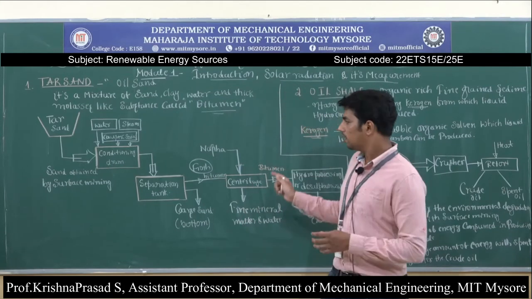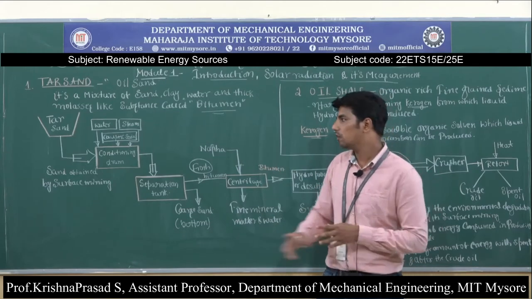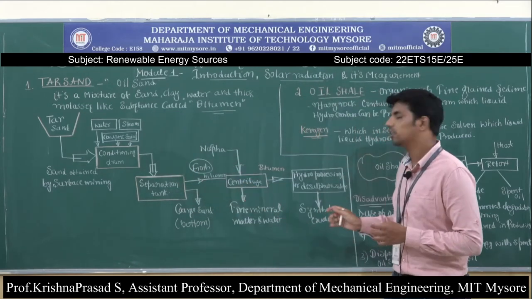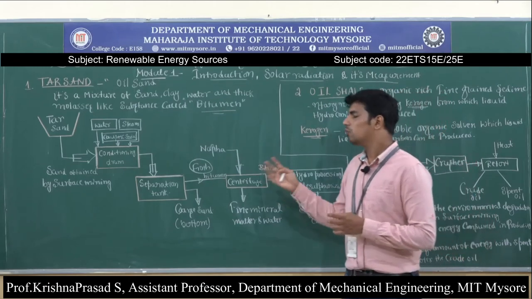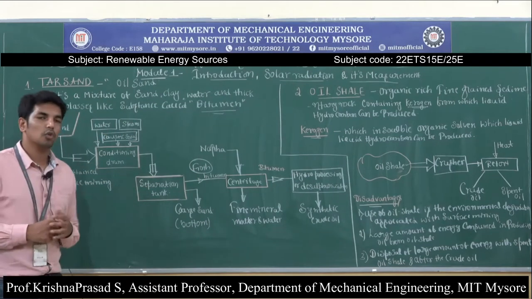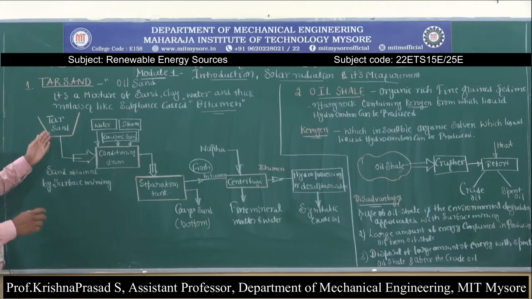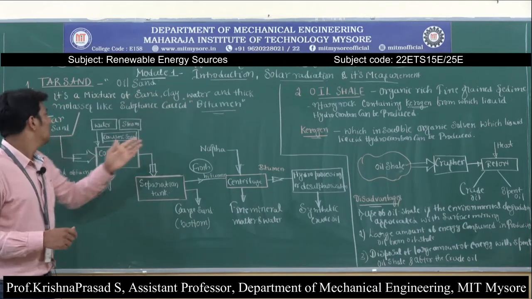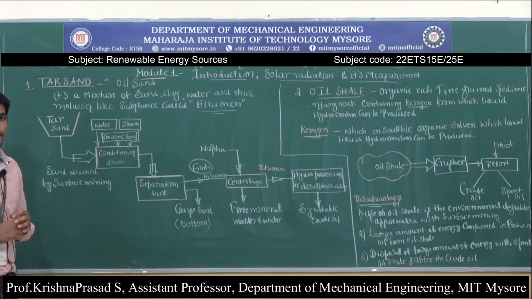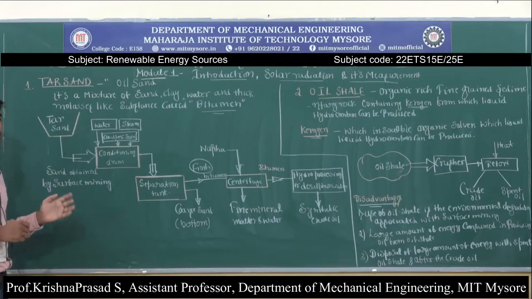This line diagram shows the process involved in the conversion of tar sand into synthetic crude oil. How the tar sand can be converted into synthetic crude oil can be learned with this diagram. I already told what tar sand is: it is nothing but oil sand, a mixture of sand, clay, water and a thick molasses-like substance called bitumen. This tar sand is usually obtained from the surface mining process.